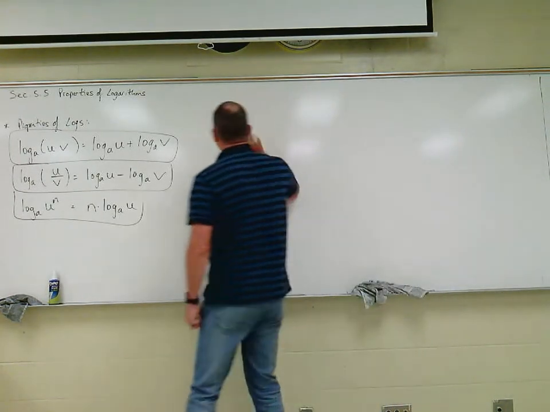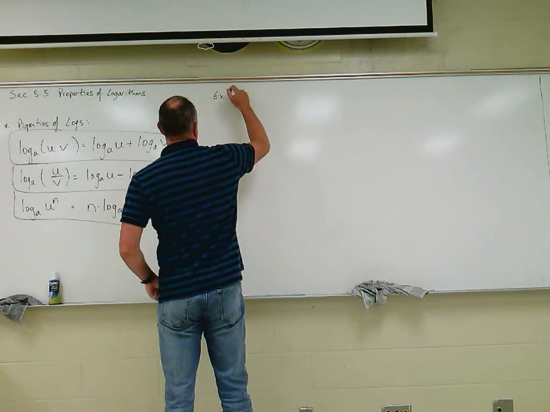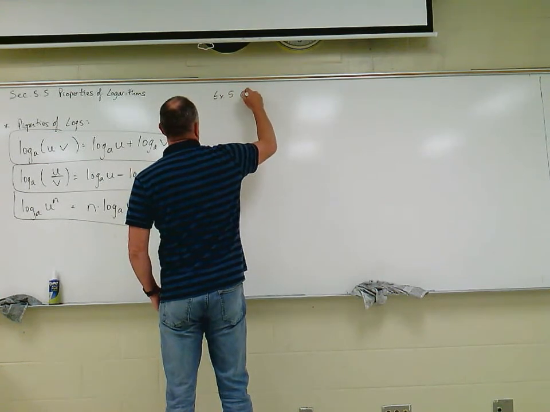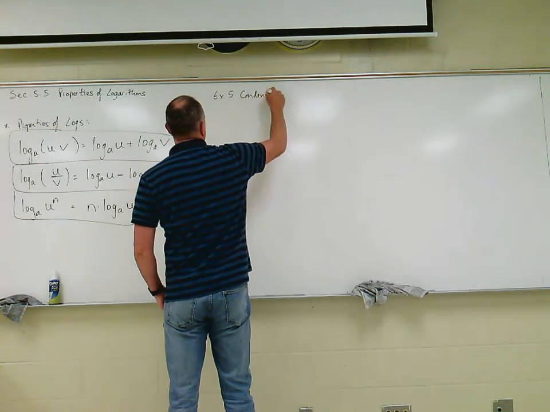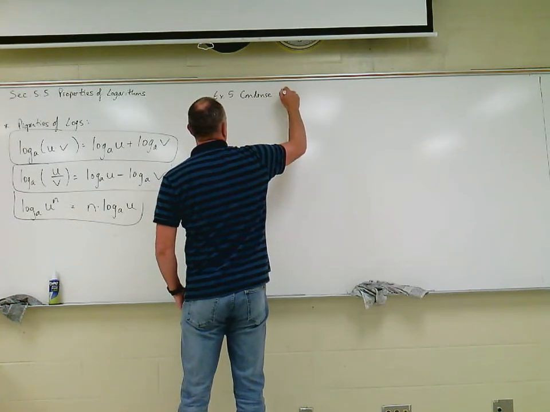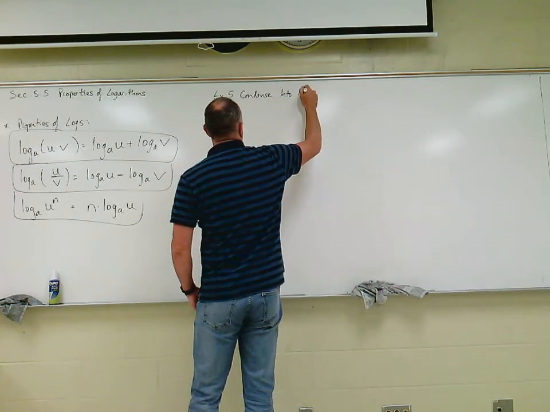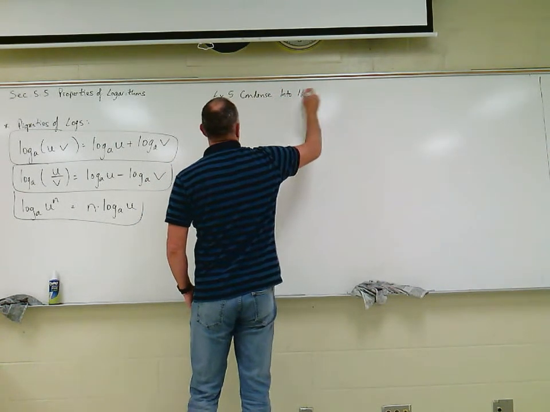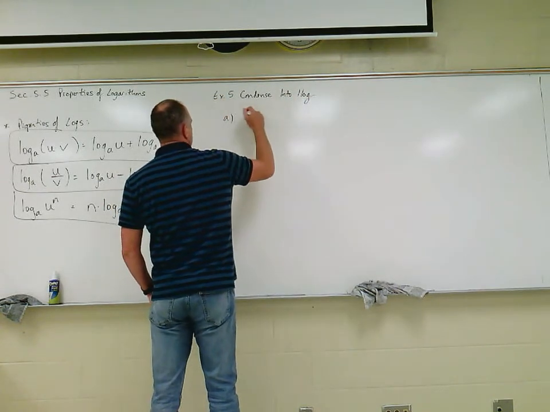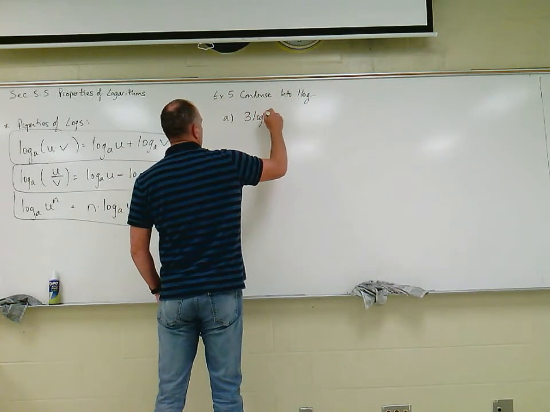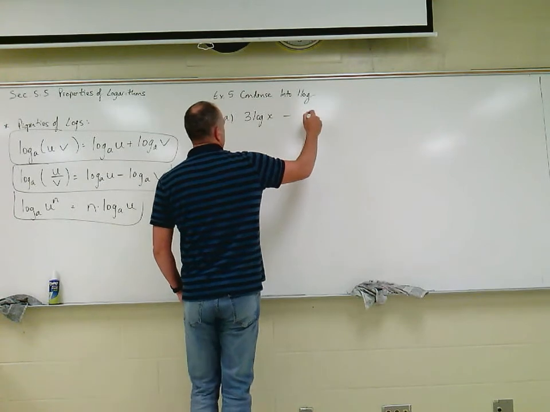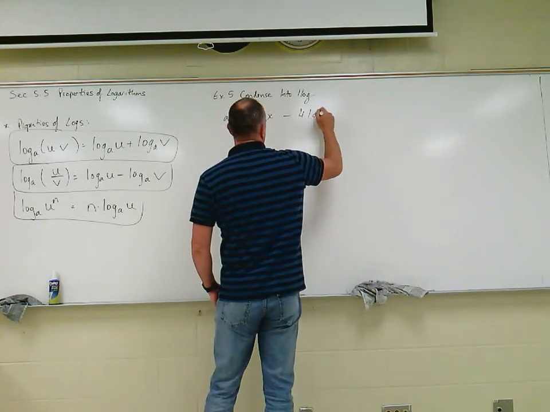So if we want to condense, I think we're at example 5, I'm not sure. Let's just say we're going to condense into 1 log. All right, so we'll do part A. Let's say we have 3 log of x minus 4 times log of y.